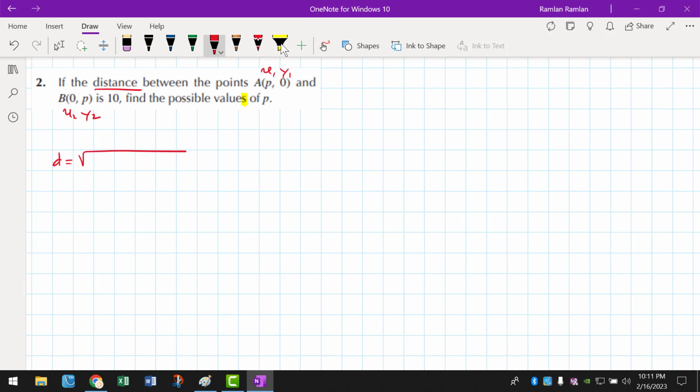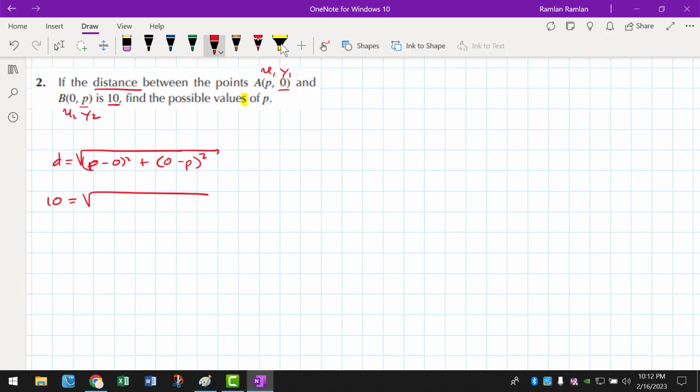Okay, so I'm going to write down here d equals the square root of, I'm just going to write down the coordinates. It'll be p minus 0, squared, and then plus 0 minus p, also squared. Okay, now since we know that the distance is 10, you can actually put 10 over here, exactly below the d that we know.